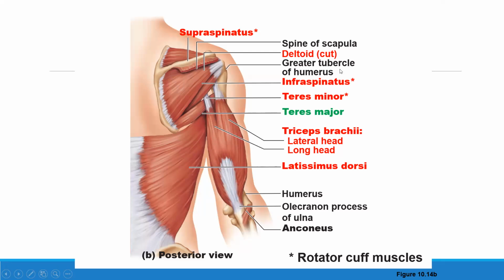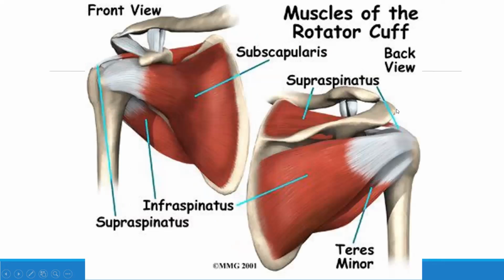Now only the supraspinatus, the teres minor, and the infraspinatus are three of the four. Here is the subscapularis. There's the fourth one on the underside of the scapula. So the four muscles: supraspinatus, infraspinatus, teres minor, and subscapularis.